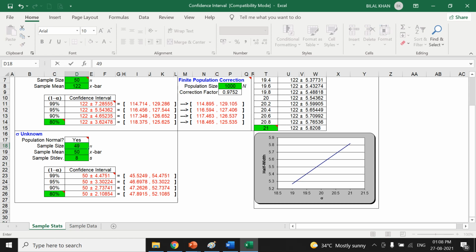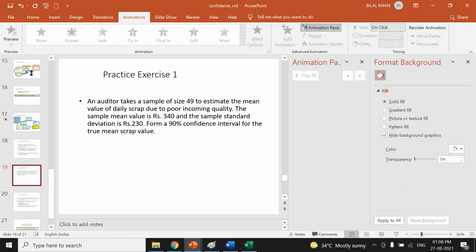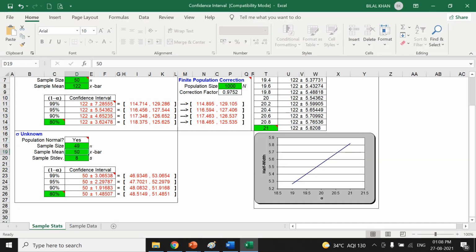Sample size is 49. Let me have a look once again. So this is 340 and 230. That is, your standard deviation is 230, and your sample mean is 340. As soon as we hit enter, we get the confidence intervals. We get the confidence intervals for different confidence levels: for 99%, for 95%, for 90%, and this green one is 80.